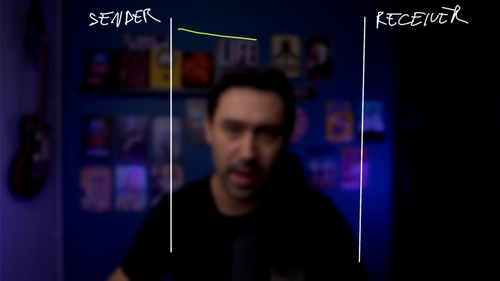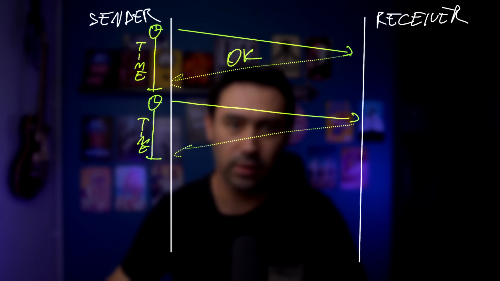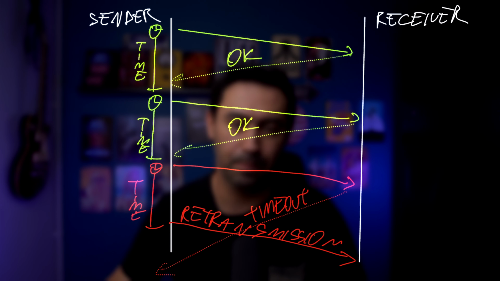Getting back to retransmissions. The following events can trigger a retransmission. First one is timeout. Every time a sender sends a packet, it enables a timer. Basically, the sender expects an acknowledgement within a certain time period, and if the acknowledgement is not received, it will resend the segment automatically.